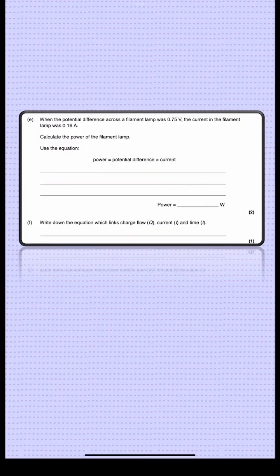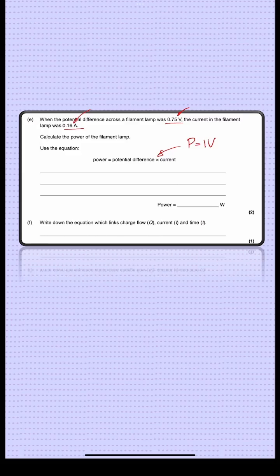Right, next question. So this is carrying on from our last exam question. So hopefully we don't need to use the information from before. When the potential difference across a filament lamp was 0.75 volts, the current in the filament lamp was 0.16 amps. Calculate the power. They're being nice here. They've given you the equation. Remember, you need to remember these. P is equal to IV. So we just need to sub in the values now. Remember to check your units are correct. That unit is correct. That unit is correct. So we just need to do P equals IV.